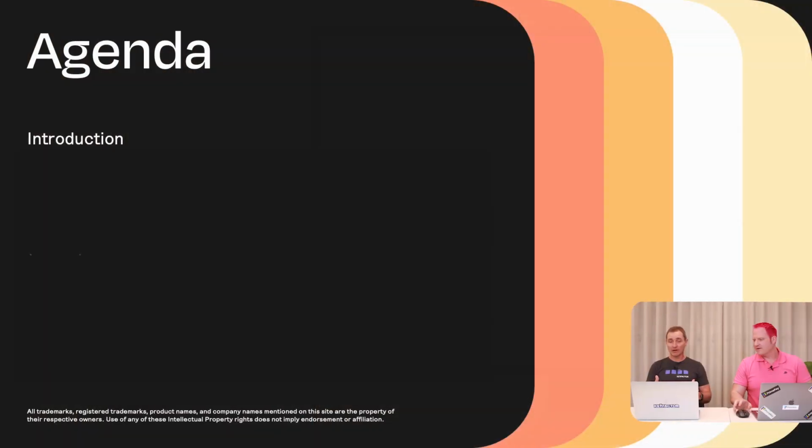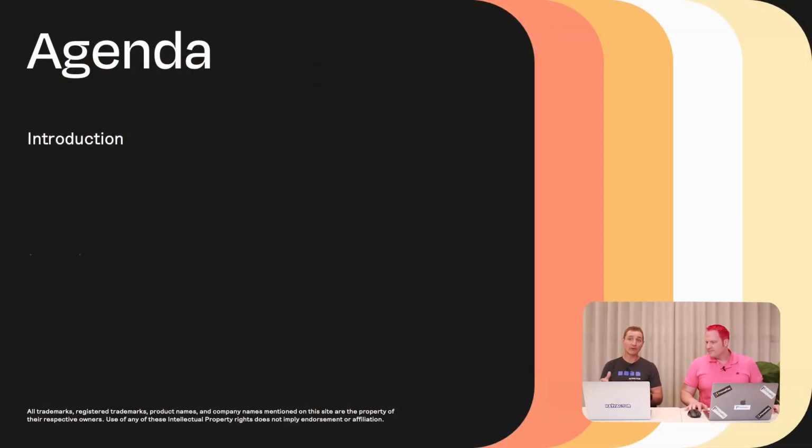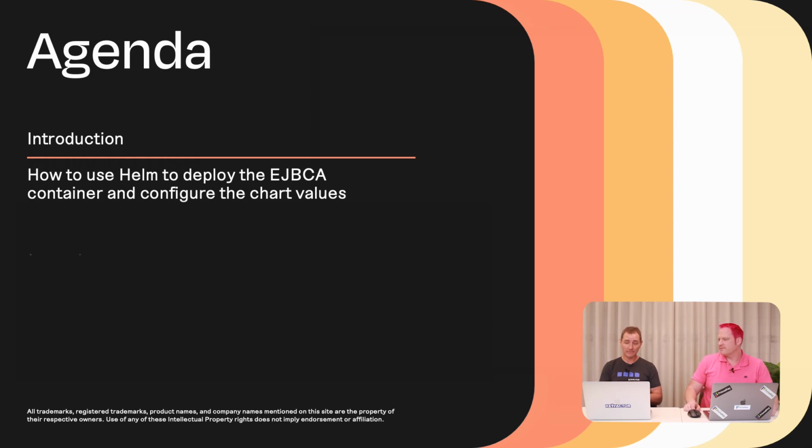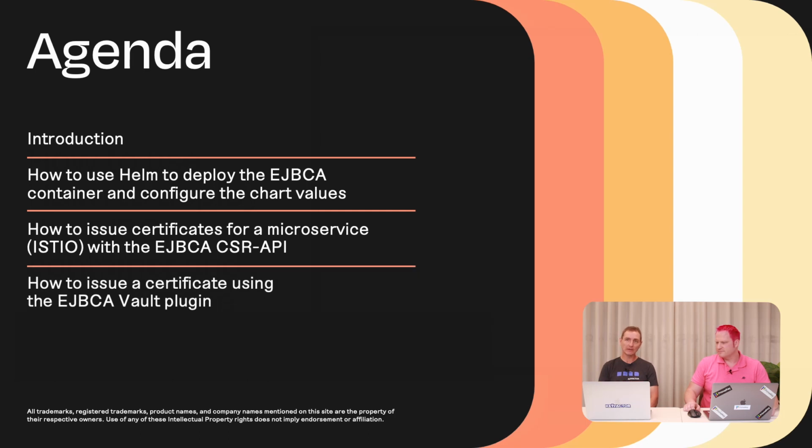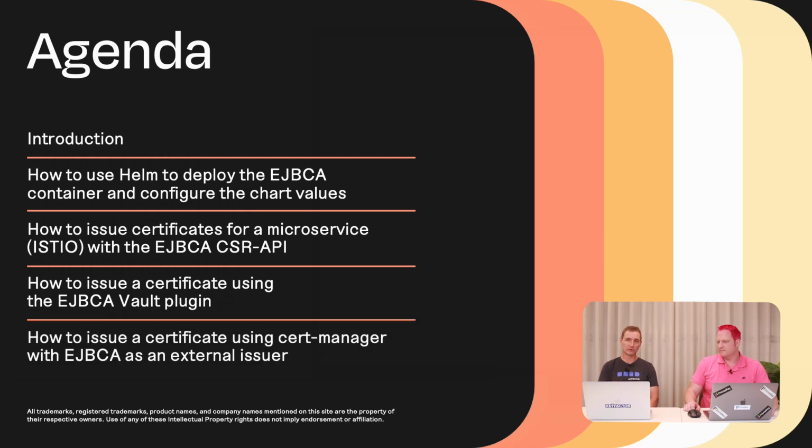So for today, we're going to cover a few things. We're going to talk about how to deploy EJBCA in a container. We're going to talk about how to issue certificates to an Istio service mesh using the CSR-API. We're going to show you how to use a Vault plugin so that you don't have to change code and you can actually get certificates from EJBCA through existing mechanisms where you get certs from Vault today. And then we're going to finally finish up using CertManager with this new external issuer that we built with EJBCA.